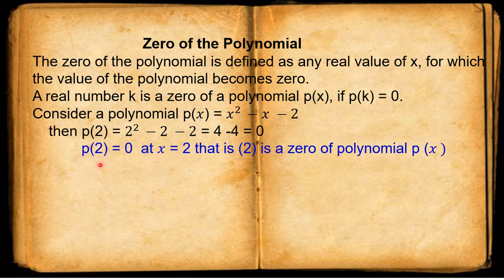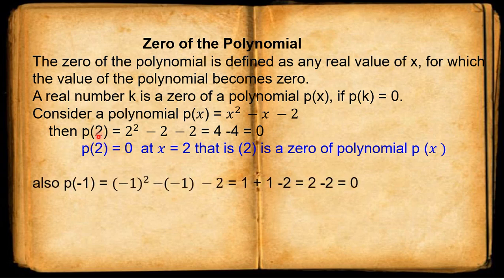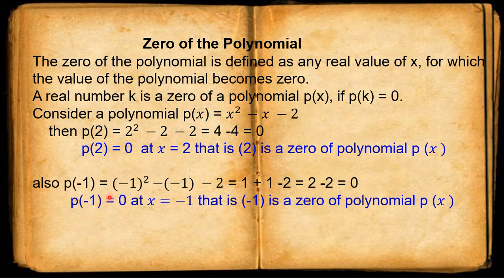This is the value of the polynomial. But when we put x equal to 2, we get the polynomial becoming 0, then this value of x is the zero of the polynomial, which makes the polynomial 0. The value which makes the polynomial 0 is known as the zero of the polynomial. In simple words, we can say this. One more value, if we put x equal to minus 1, we get minus 1 square minus of minus 1 minus 2, which is 1 plus 1 minus 2, that is 2 minus 2 equal to 0. So here we get that at x equal to minus 1 also this polynomial becomes 0. So x equal to minus 1 is also a zero of the polynomial, which makes the value of the polynomial 0.